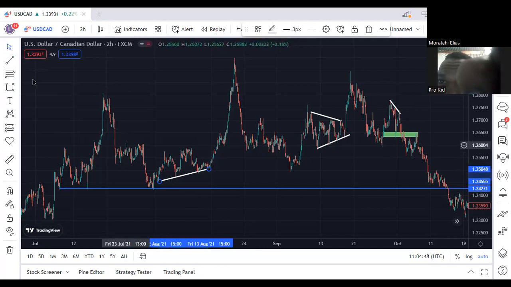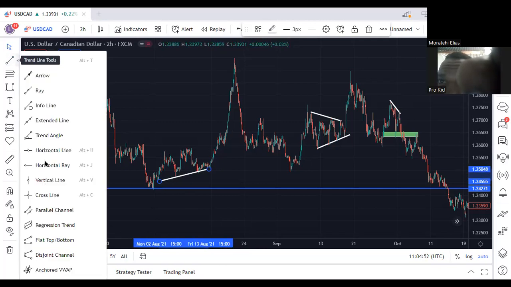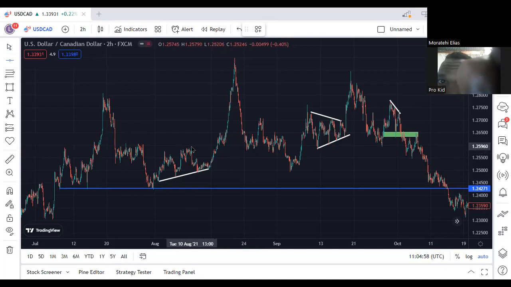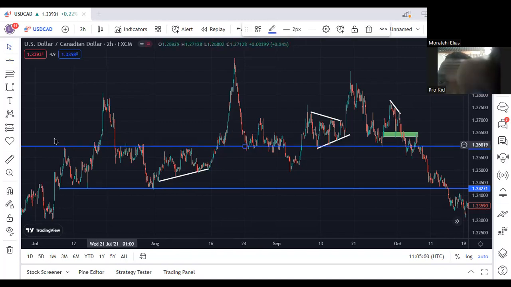If you pay attention to what happened here again, guys, you must learn price action so that you don't miss opportunities like this one. Look at what happened here. This horizontal line started here as resistance. It was broken here. The market went all the way up, retested here, and then it came back to this level. This one. Remember, this is the consolidation.